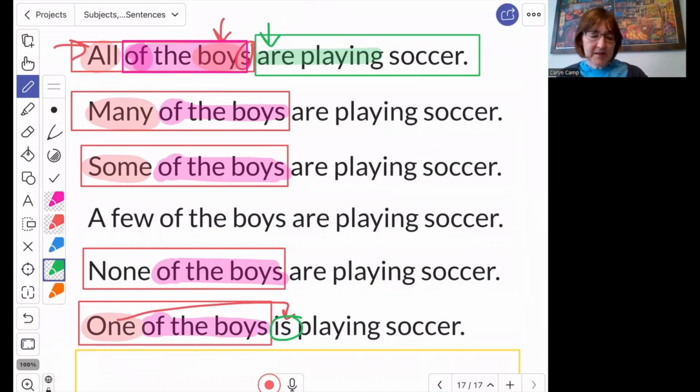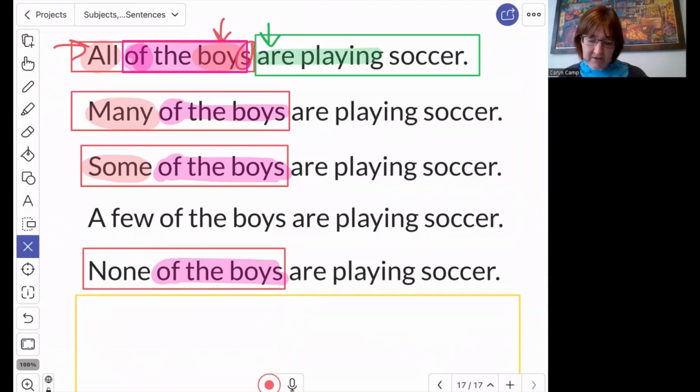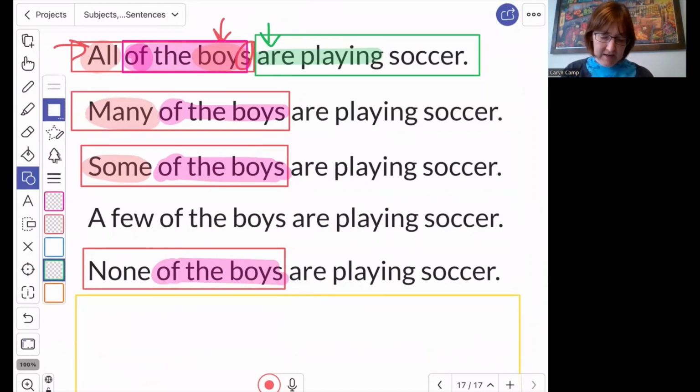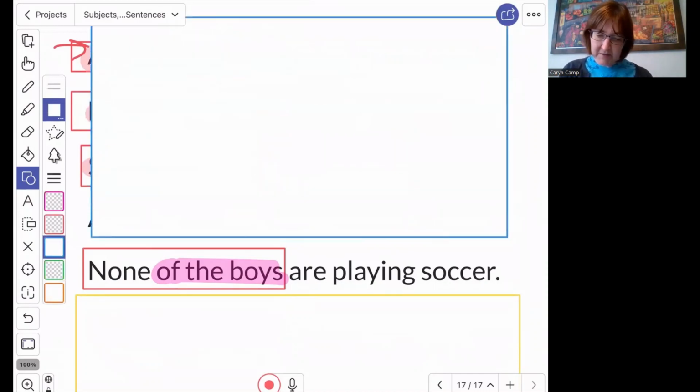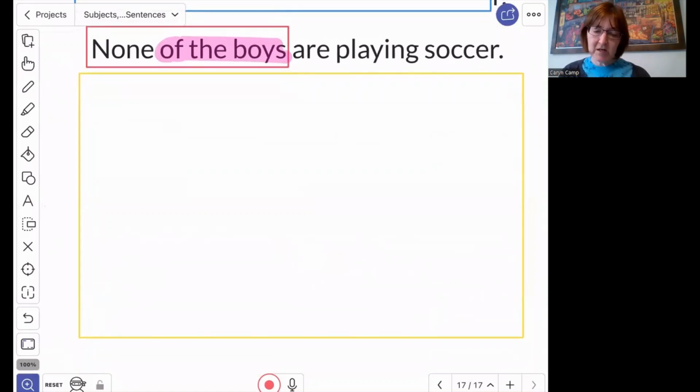But let's go back for a minute to this. None of the boys are playing soccer. Let's get rid of all that. Okay, none of the boys are playing soccer. And I'm even going to get rid of all this up here. All right, let's just look at this. None of the boys are playing soccer.